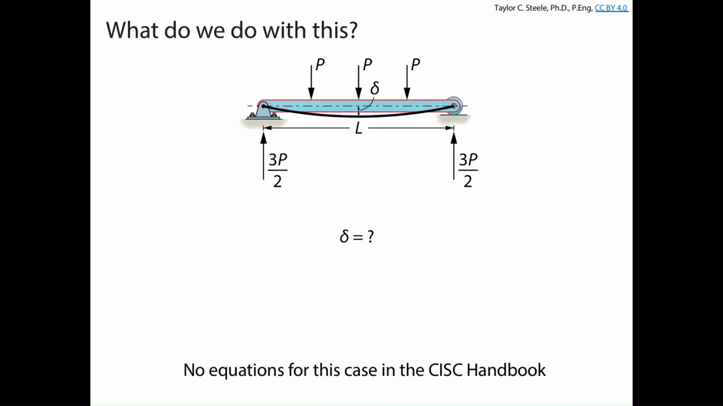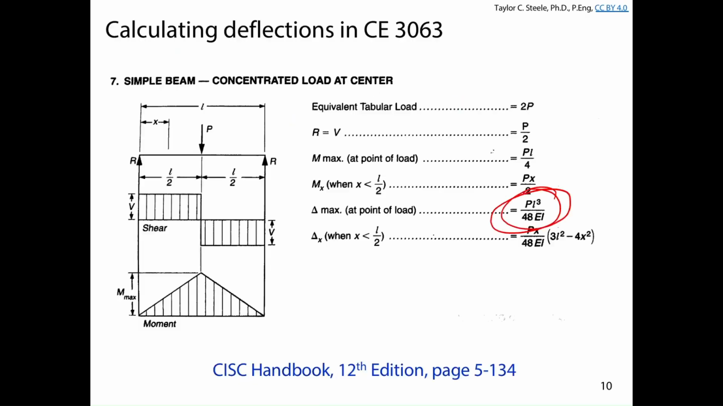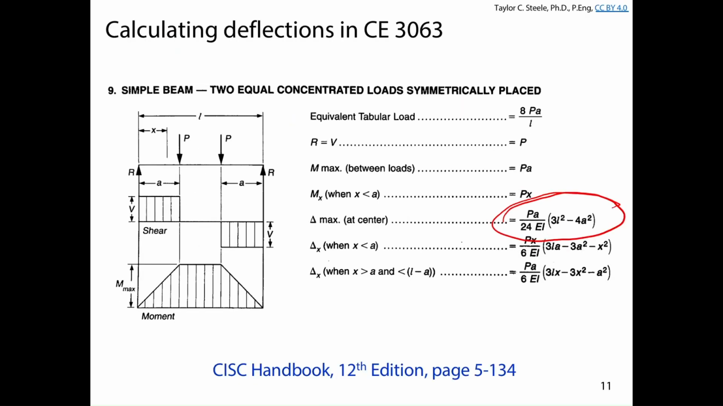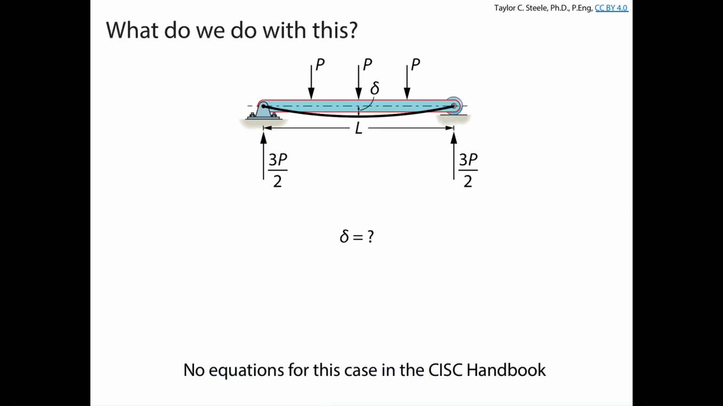What do I do in this situation? There is no table in the handbook for 3-point loads. There's no table in the handbook for 4, 5, or 6, or 7, or 8, or 9, or 10-point loads. So all of a sudden, if we don't have 1-point load at the middle and we don't have 2-point loads equally spaced from the support, what do we do? Do we go back and do the moment diagram and integrate twice and then plug in L over 2?